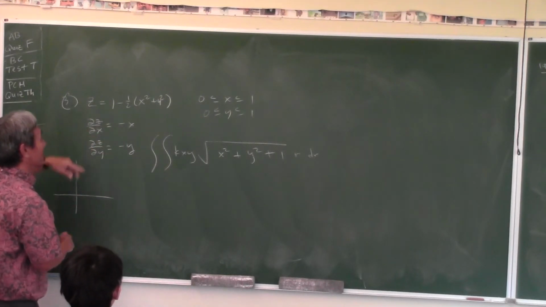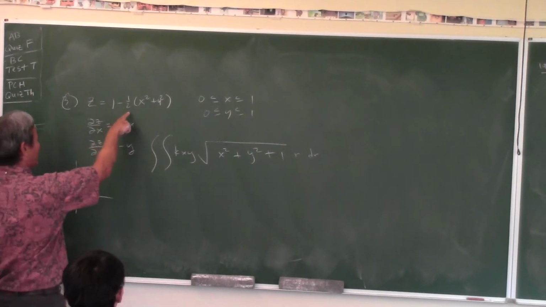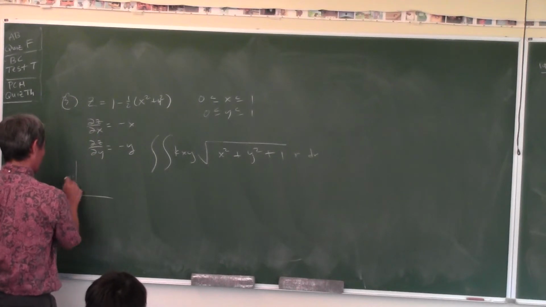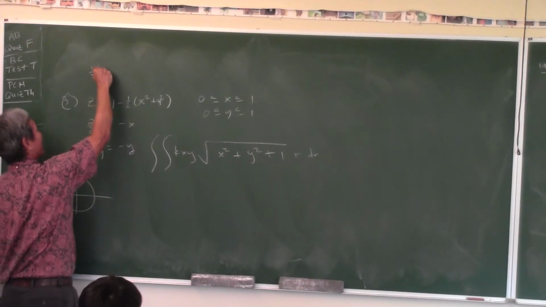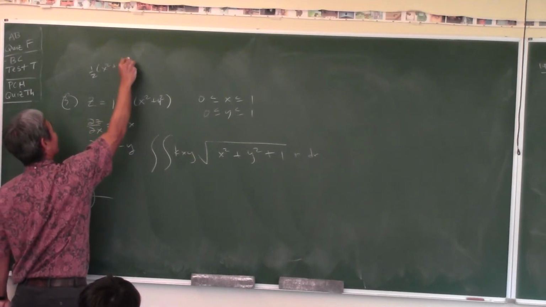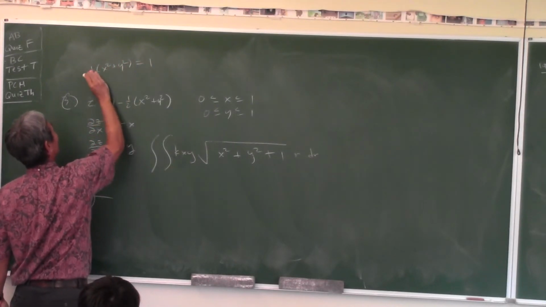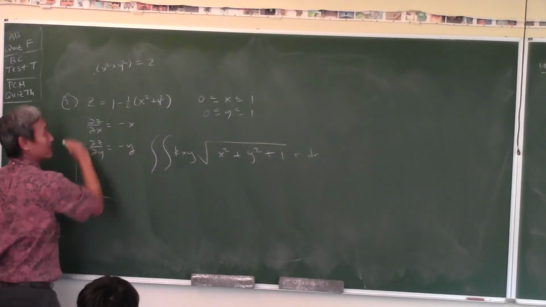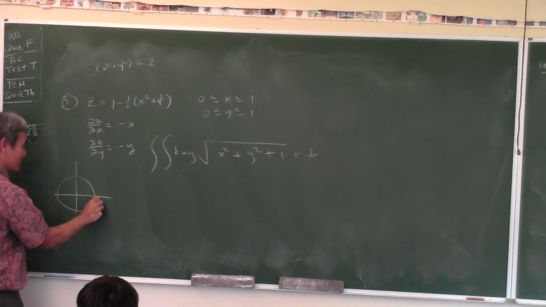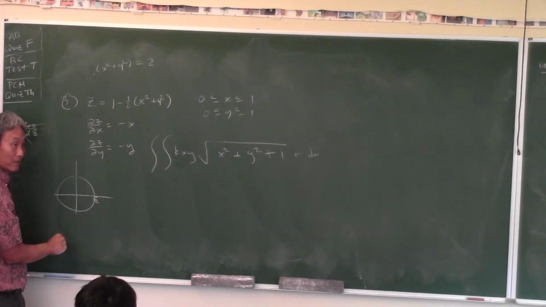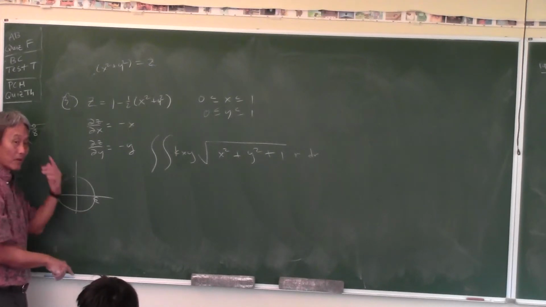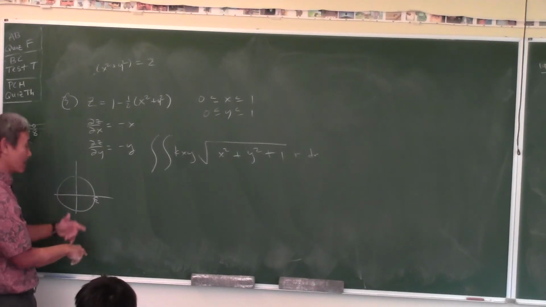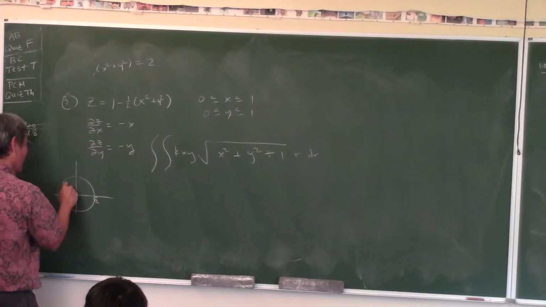Okay, wait, time out. This is a paraboloid. Where does it intersect the xy plane? Z equals 0, so 1/2 of x squared plus y squared equals 1. So multiply both sides by 2, right? So it's a circle of radius 2, correct? Root 2. What did I just say? I wrote root 2. Don't listen to what I say, look at what I write.